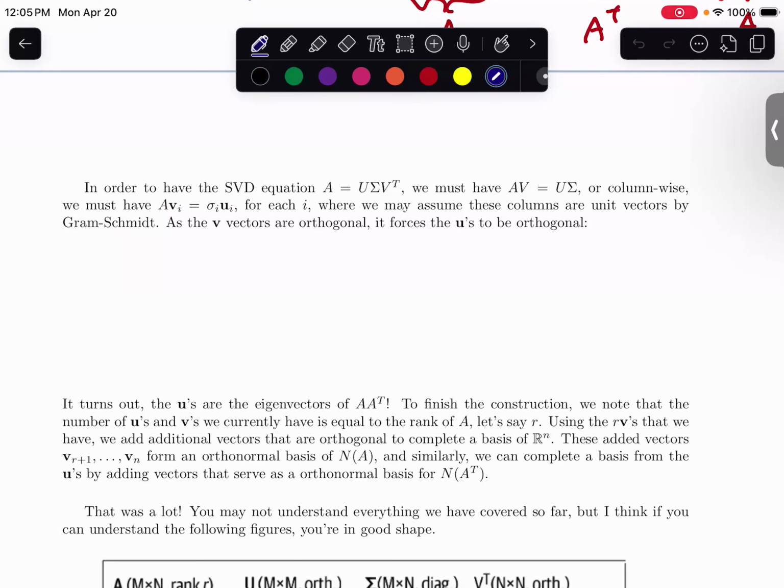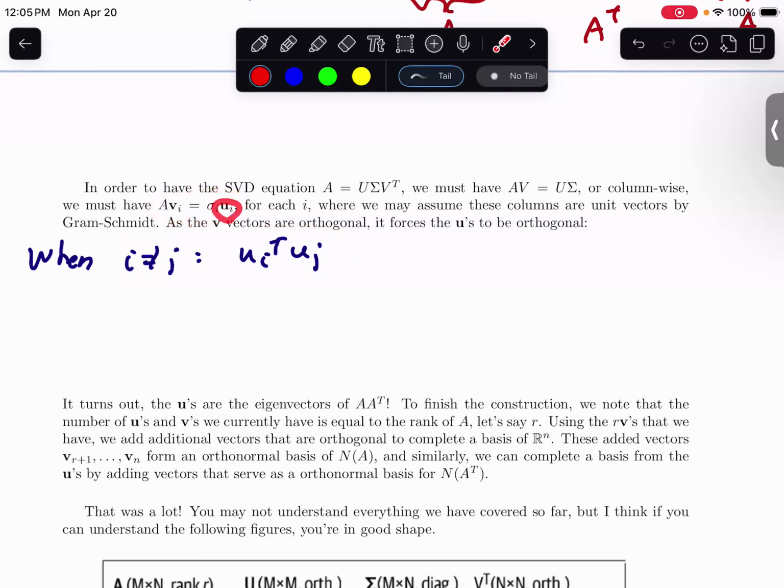So we need to prove that the U's are actually orthogonal to one another. The idea is this: we just need to show that ui dotted with uj is equal to 0 when i is not equal to j. So we look at the dot product of ui with uj. This is another way of writing the dot product, which we've done a number of times in this class. Using this equation, we can write out the ui's using A, vi, and sigma. That's the main observation here.